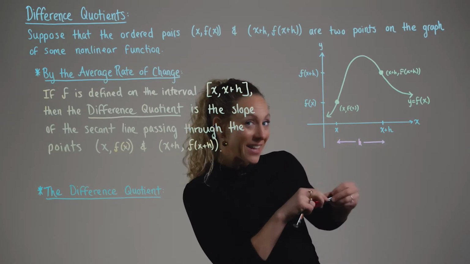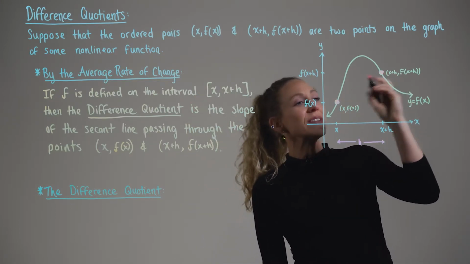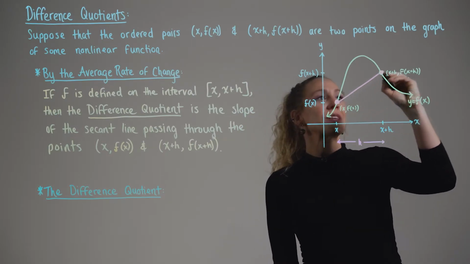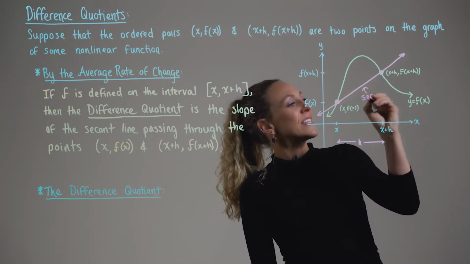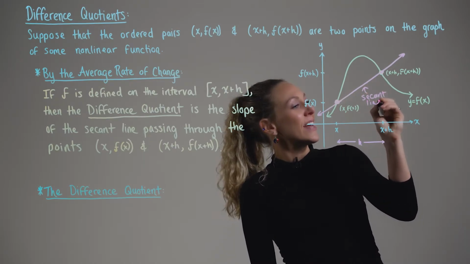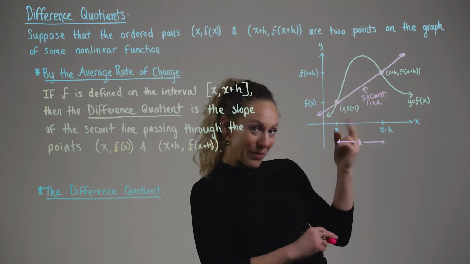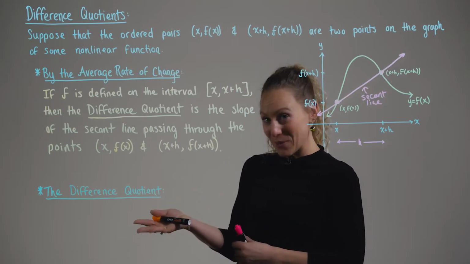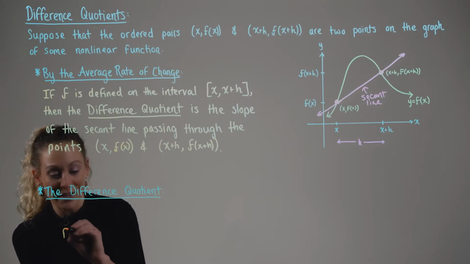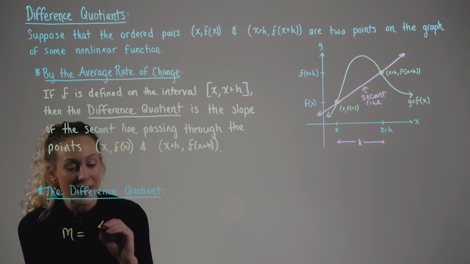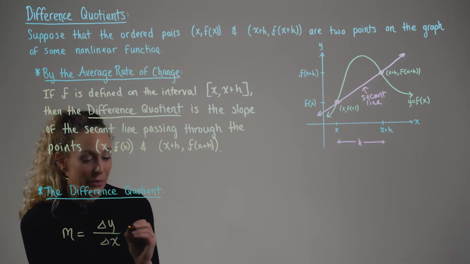So looking at the graph, the secant line is a line passing through these 2 points. So connecting these 2 points with a straight line, we can see the graph of our secant line. And just like with the average rate of change, we can use the slope of the secant line to find the difference quotient. So we can say that the difference quotient, again, is an adaptation of the slope. It's the change in the y values by the change in the x values.